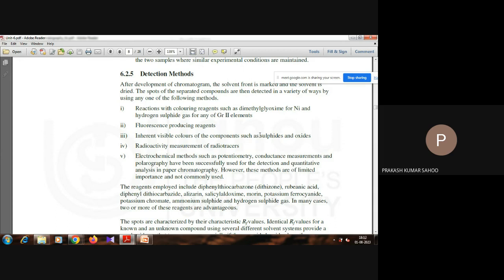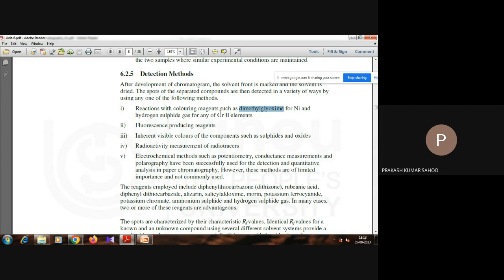So the reaction with a coloring reagent, dimethyl glyoxime, is used for nickel, and hydrogen sulfide gas for any group 2 elements. That means after the spots are separated, we have to react this paper with dimethyl glyoxime solution. If it becomes a red color, that means nickel is present.